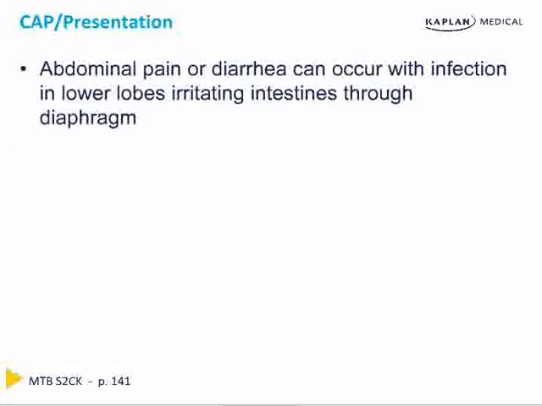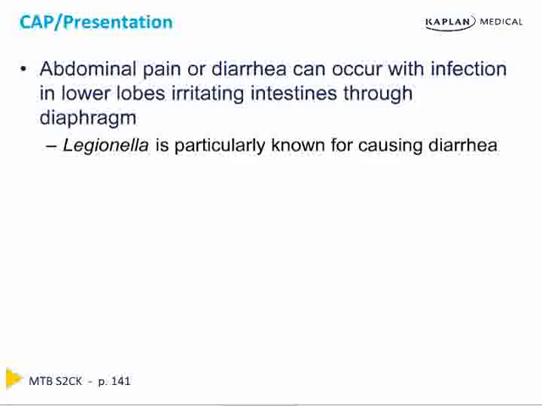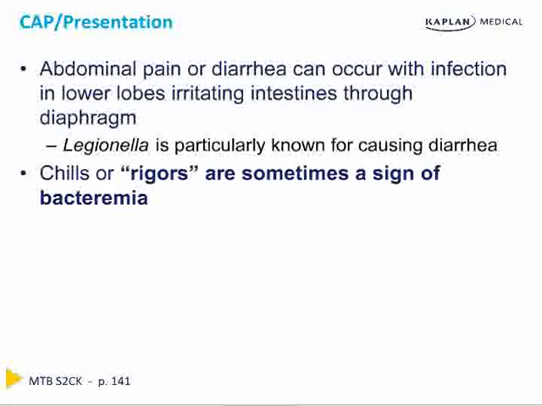In some types of pneumonia, the clinical presentation can also include GI symptoms, including abdominal pain or diarrhea. This is thought to happen because the lower lobes can irritate the intestines through their close contact with the diaphragm. Legionella is particularly well known for this. Chills or rigors are also sometimes associated with pneumonia and can be a sign of bacteremia. Usually, strep pneumo is going to be the cause of pneumonia most often associated with bacteremia.